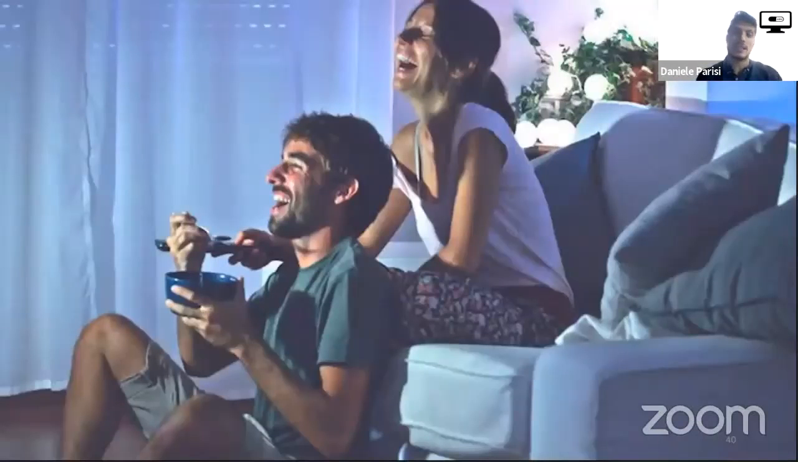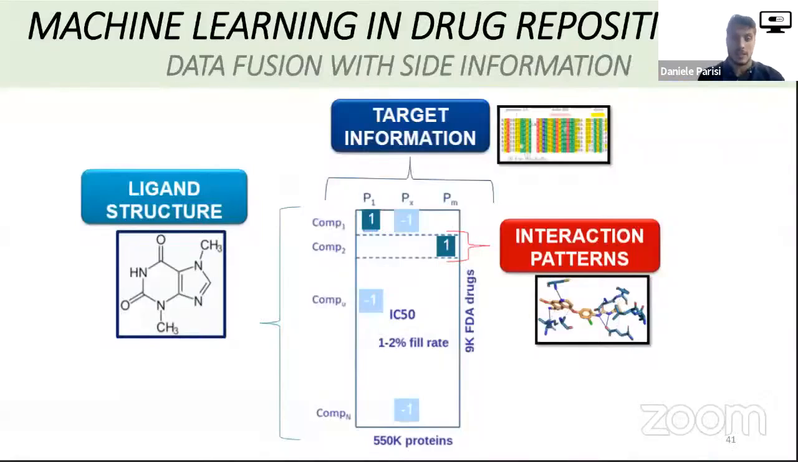So exactly in the same way that Netflix and Tinder try to match two persons together based on their availability and on their side information, so their characteristics, we try to match drugs and targets together using machine learning approaches that take into account the different physicochemical characteristics. So what are those characteristics? We use three different classes: the ligand information, the target information, and the interaction pattern.